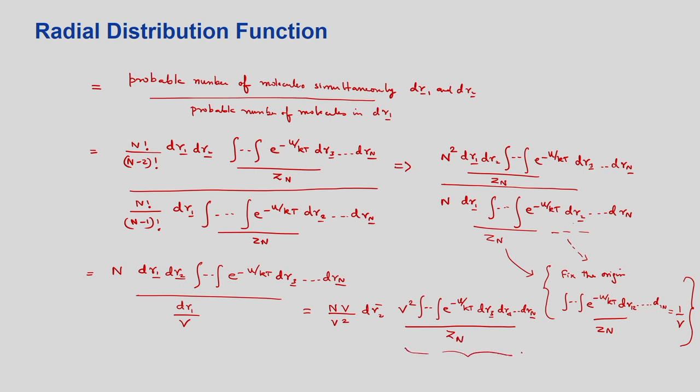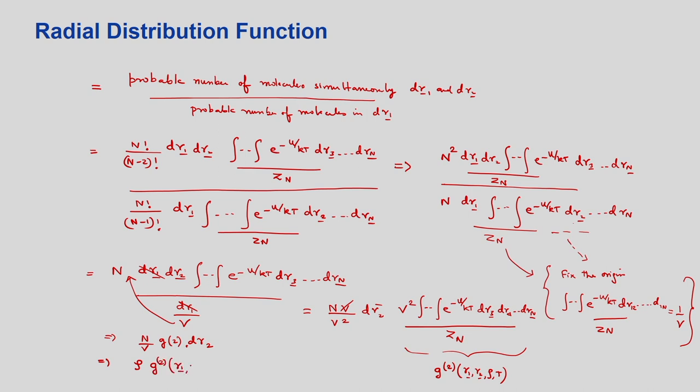So what is this entire term? This is nothing but G2, which is a function of R1, R2, rho and T. Because I multiplied and divided by V square, it will be nV in the numerator, so you are left with only N by V. So it is simply N by V into G2 into dr2. Only dr2 remains, because dr1 and dr1 cancel out. So this will be simply rho into G2.